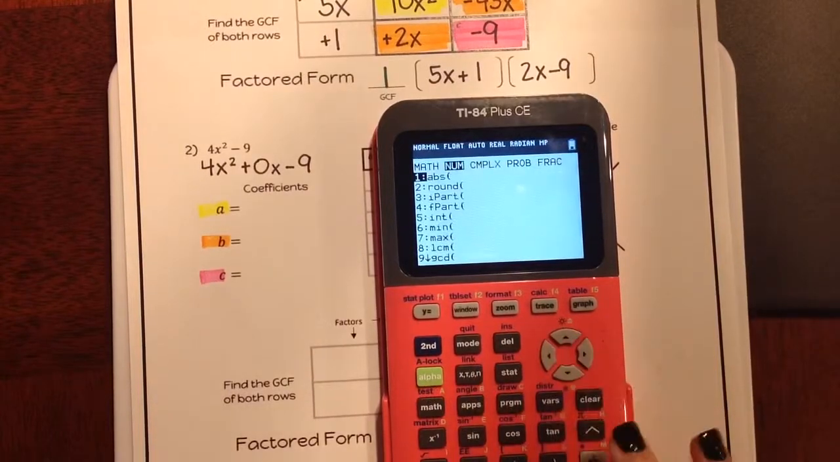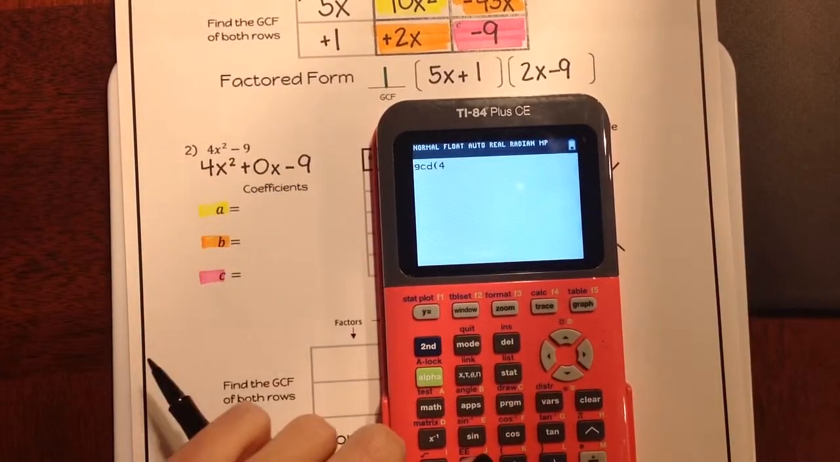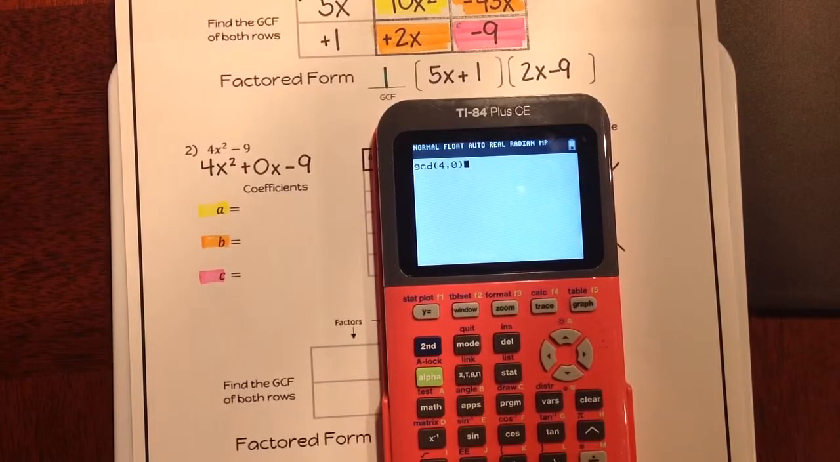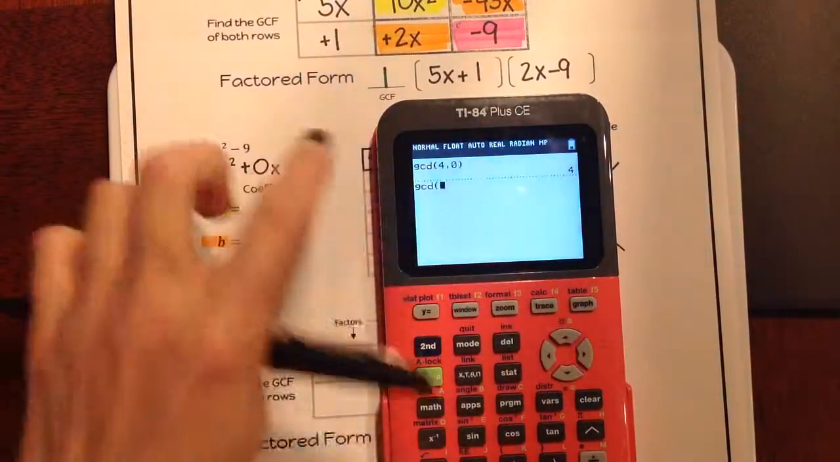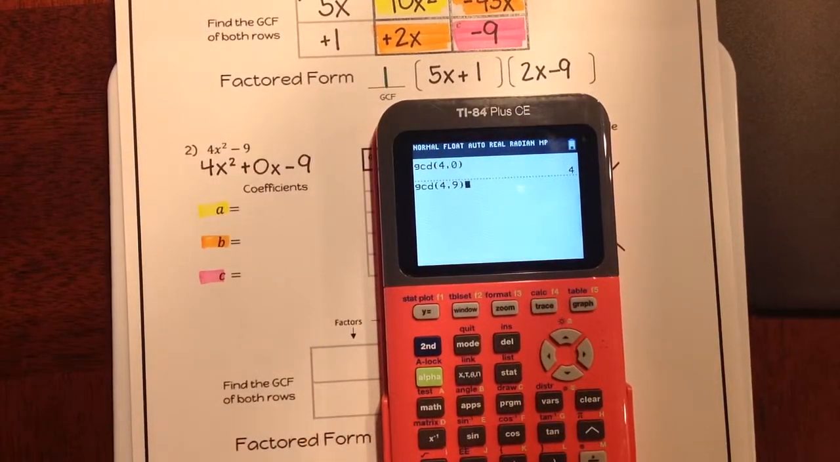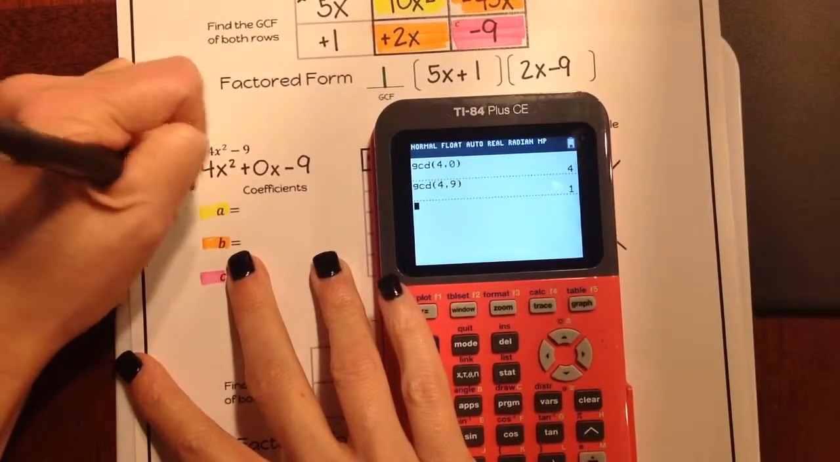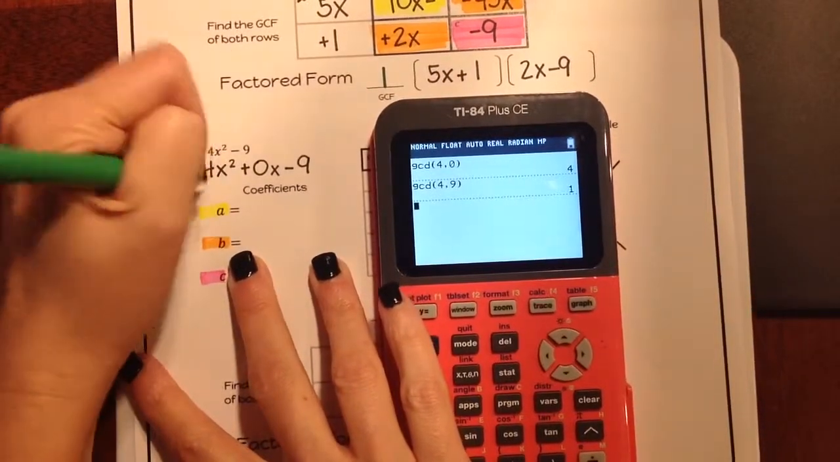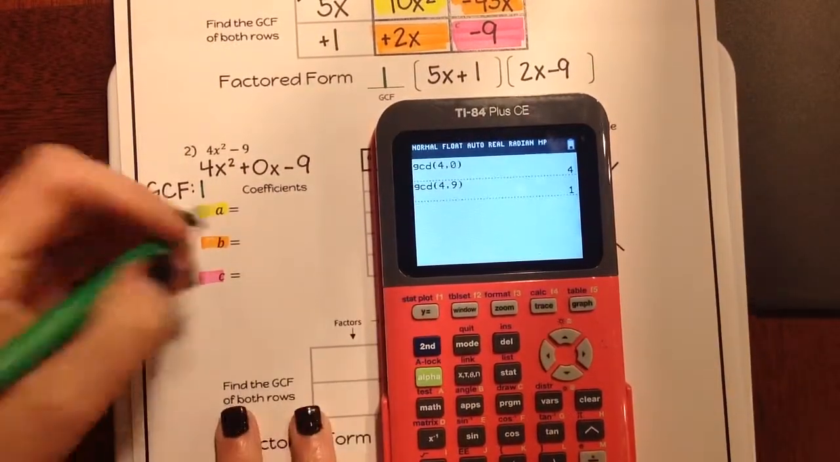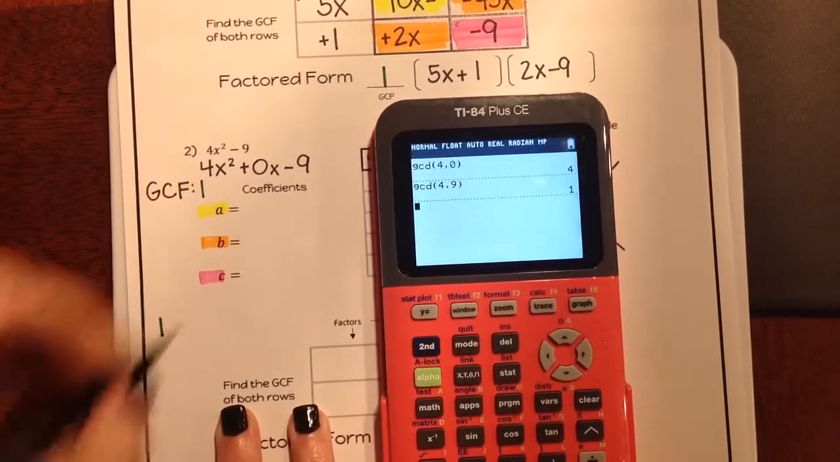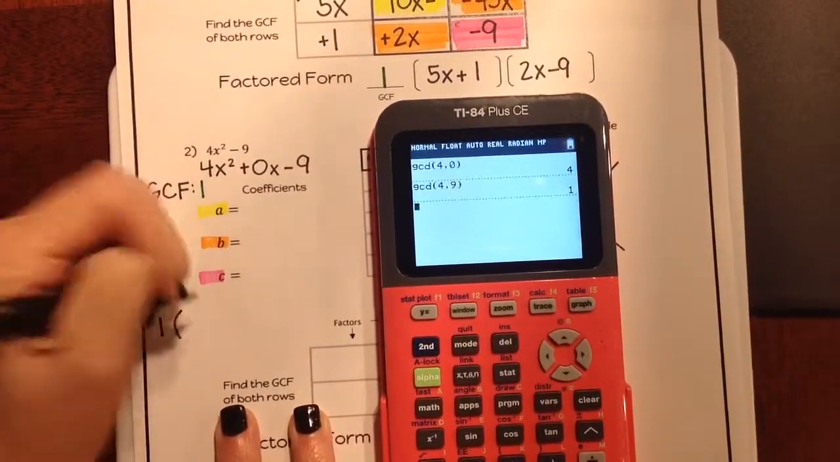So I'm going to GCF over 9 and 4 and 0. Yes, you can check for a factor of 0. And it's just 4, which means they don't really have a common factor at all if you get one of those answers back. So now I'm going to GCF between 4 and 9. And it's a 1. So my GCF is a 1.